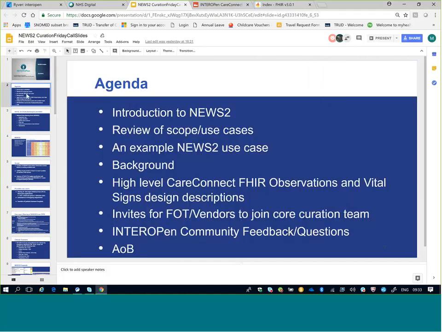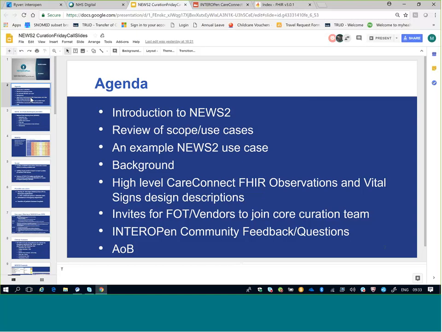So the agenda is I'm going to start with an intro to the NEWS2. We're going to look at high-level use cases, and I'll provide you an example NEWS2 use case. We'll look at a bit of background and curation if this is the first time you're joining this call. And then we'll start looking at the high-level design decisions we had made, and observations and vital signs for UK, followed by invites for first type sites and vendors, and your questions. And we'll finish with any other business.